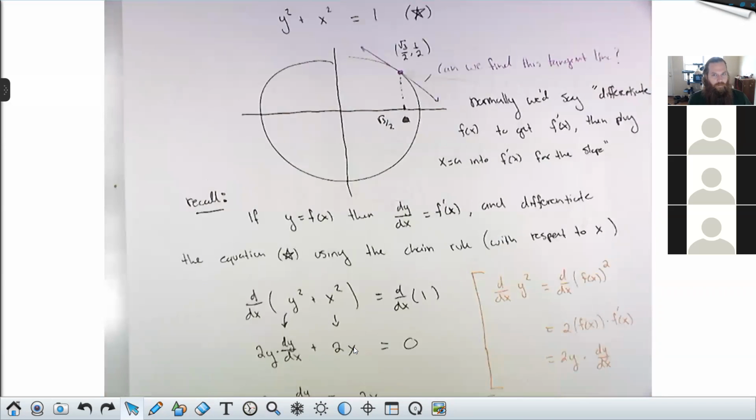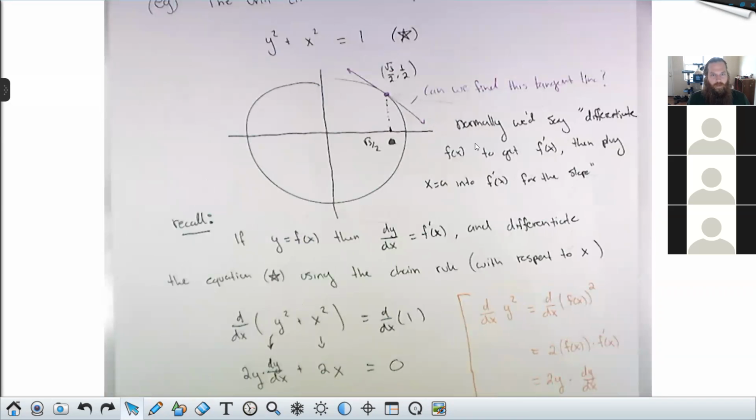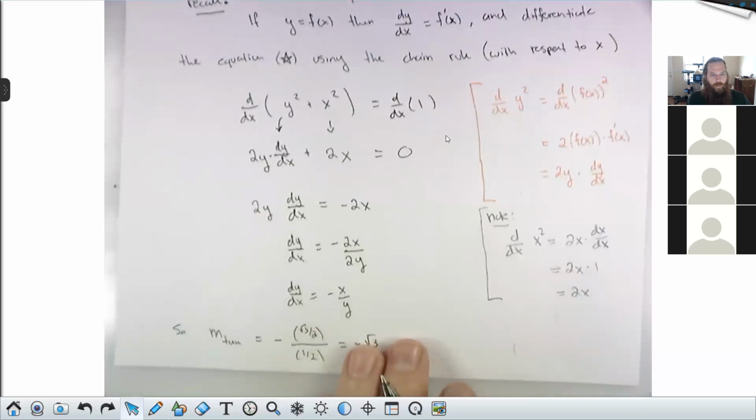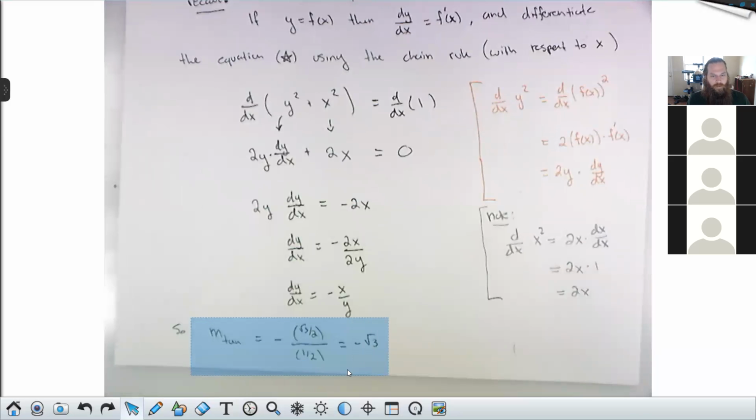So let me come back here for a second. You can see what I changed. I just scratched out the a and wrote root 3 over 2 to give myself a particular number. That means that the point on the circle here is root 3 over 2 comma 1/2. It's the unit circle. So if I want to find this tangent line, now that I have dy dx, I can find the slope of my tangent line by plugging in the x and the y.